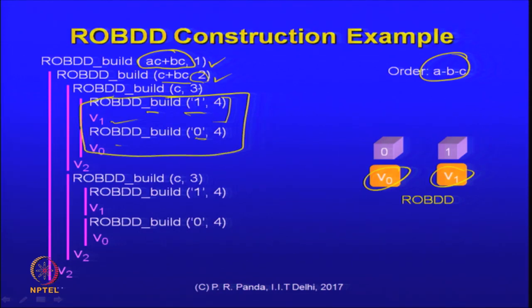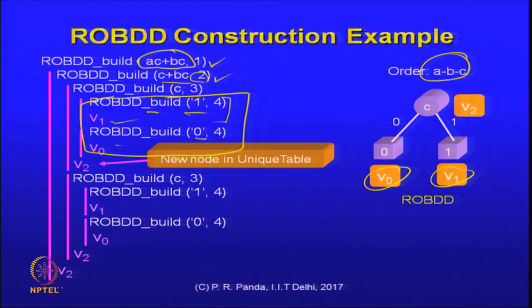I am back at this level of recursion where C was my expression. I would now look for a node in which C is the variable. So, the index is 3, left child is V0, right child is V1. Such a node is not yet there, because my table so far has only V0 and V1. So, a new node V2 is created with that function. So, that is my ROBDD so far.